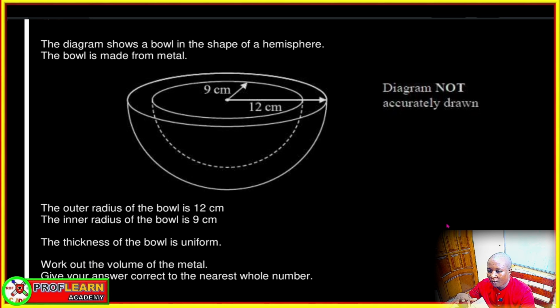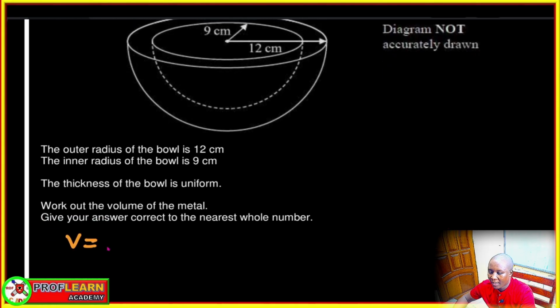For us to find the volume of the outer, the biggest hemisphere, we are going to use the radius 12, but for the inner one we use the radius 9. Remember, the volume of a sphere is 4 over 3 pi r cubed, but the volume of a hemisphere is going to be half of the volume of a sphere, so that's going to be 2 over 3 pi r cubed. So we're going to use that as the volume of a hemisphere.